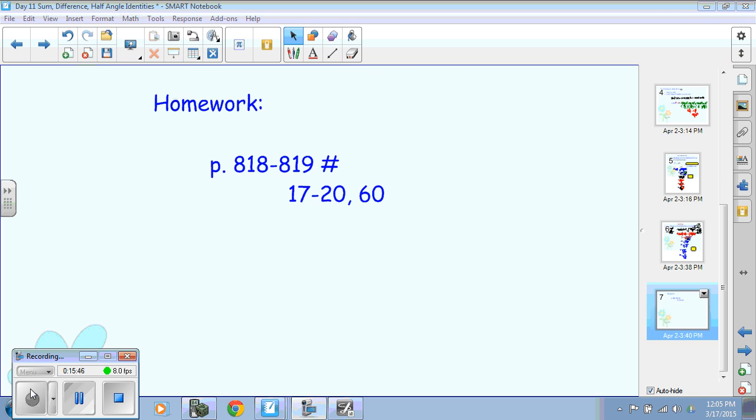All right, let me give you some homework. Problems 17 through 20 and number 60 on pages 818 to 819. So Vanessa's the only one gone Thursday, Friday, right? Clearly Dylan's not going to be back, and clearly Riley's not going to be here. The rest of you, do you have a preference whether your quiz is Thursday or Friday? Your call.